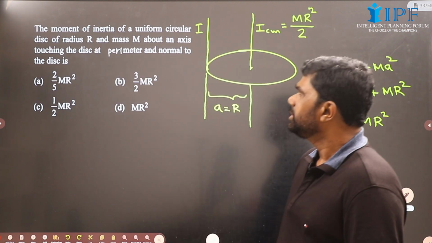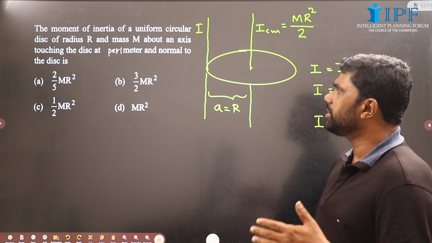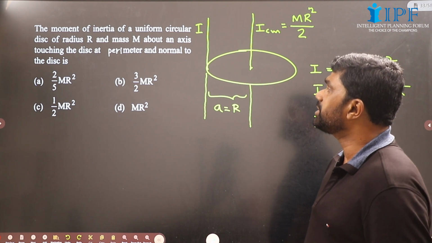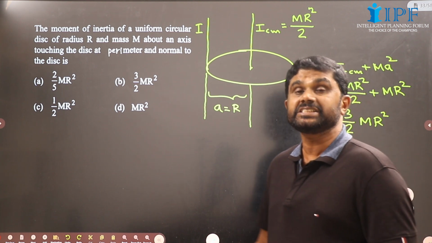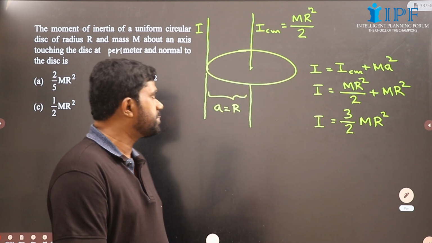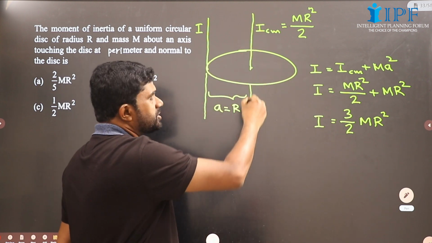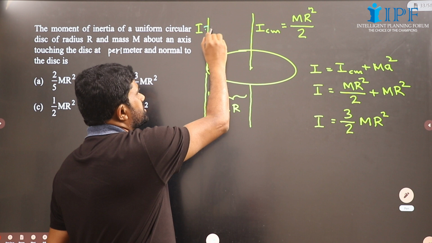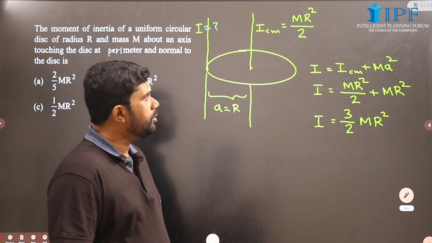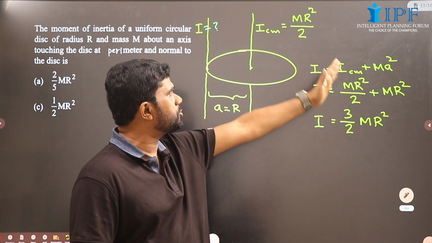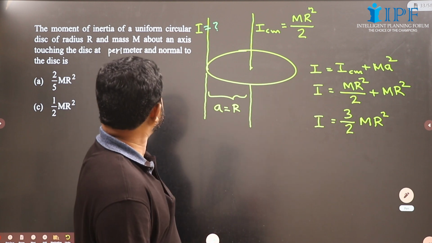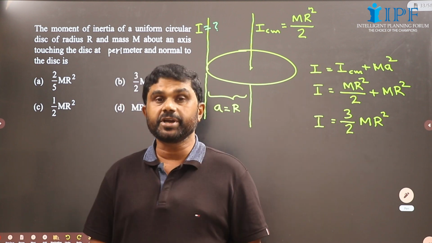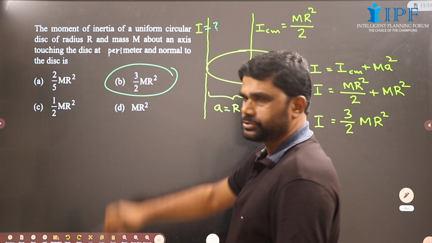Next. The moment of inertia of a thin uniform circular disc of radius r and mass m about an axis touching the disc at the perimeter and normal to the disc, meaning passing through the rim and perpendicular to its plane. See, this is an axis passing through the center of mass, and this is a parallel axis. This moment of inertia we have to find out. So we have to use the parallel axis theorem, I equal to I_CM plus m a square. As this is a thin uniform circular disc, I_CM is m r square by 2, so it will be 3 by 2 m r square.